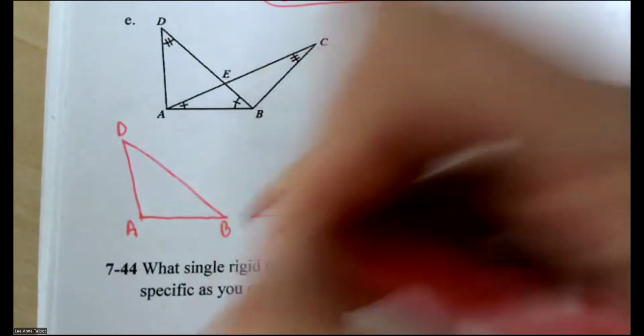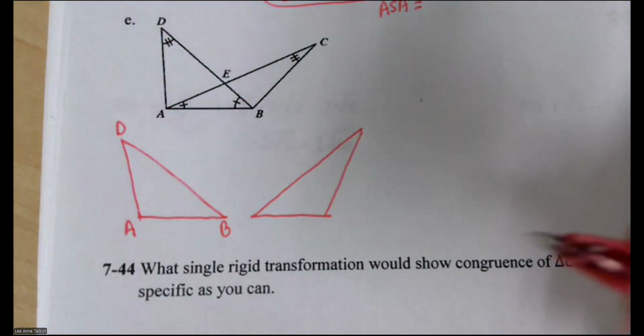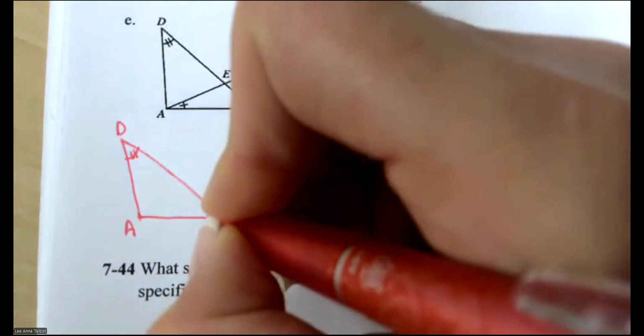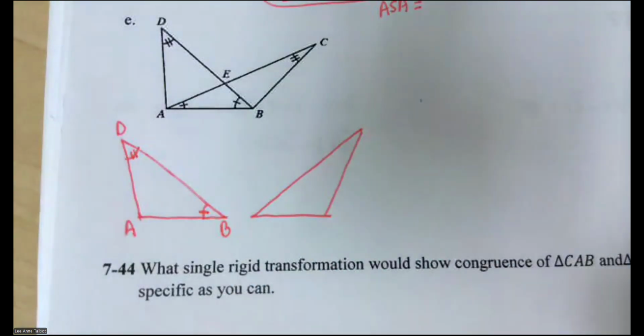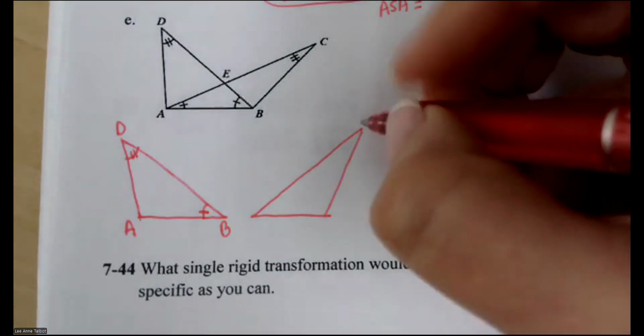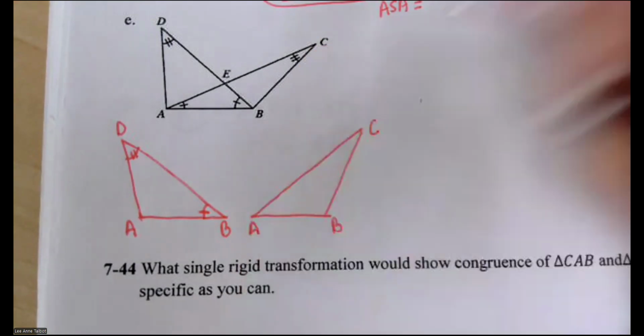Okay, anyway, so this would be D, this would be A, and this would be B. And I have this marked with 2 slashes and this marked with 1 slash. And then this would be C, this would be B, and this would be A.